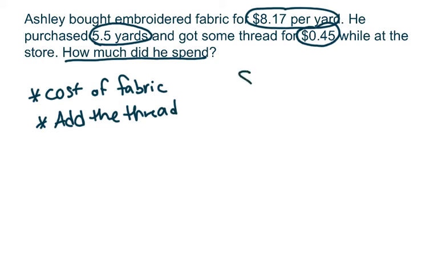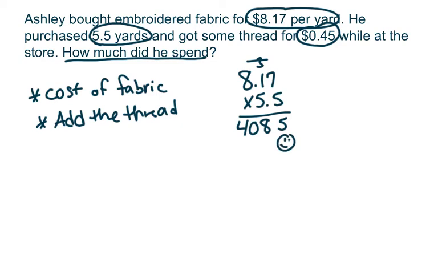To find the cost of the fabric, we're going to need to multiply. 8.17 times 5.5. 5 times 7 is 35. Carry the 3. 5 times 1 is 5. Plus 3 is 8. 5 times 8 is 40. We no longer need that. Our placeholder 0. And because we're multiplying by 5 again, we can actually copy what we've got. Now we're going to add the two rows. 5 plus 0, 5 plus 8, 8 plus 1, 4, and 4.